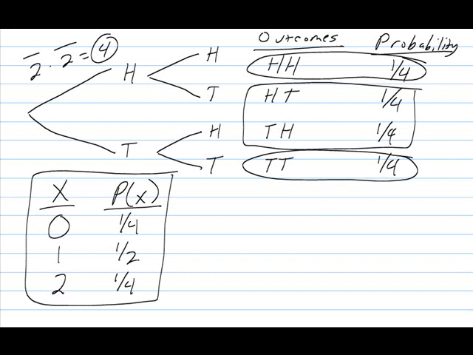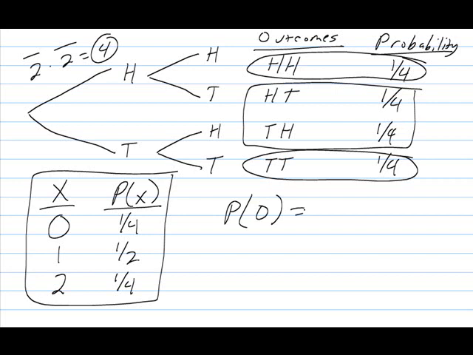A couple things to notice. This is a discrete variable. The outcomes are 0, 1, and 2. All the probabilities are between 0 and 1, and if you add up the probabilities, they sum to be equal to 1. That's an important characteristic that every discrete probability distribution will have. And it never hurts to check that. Just make sure your probabilities sum to 1.